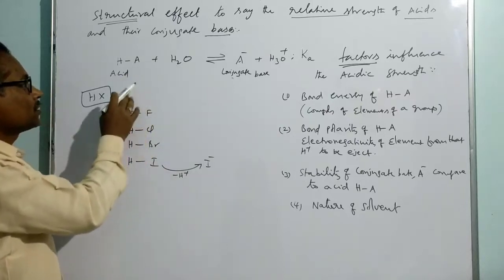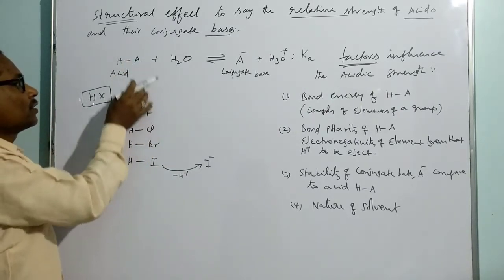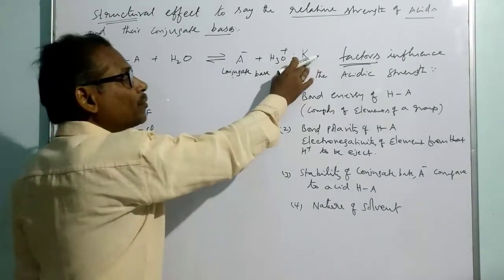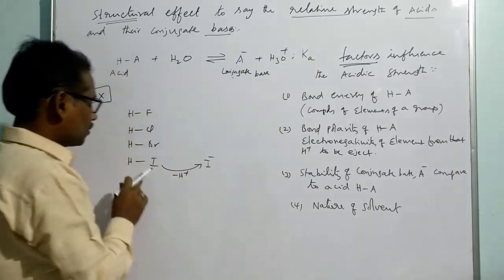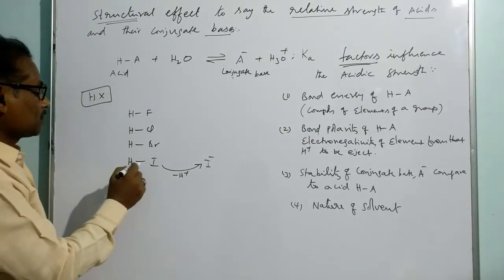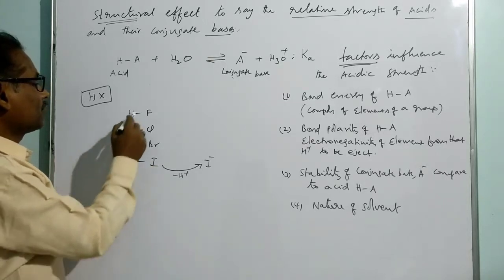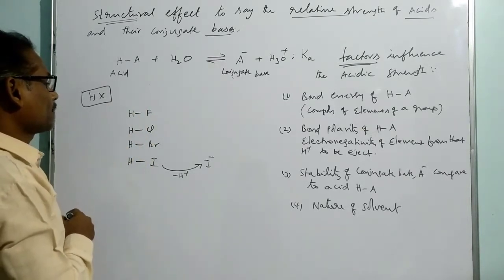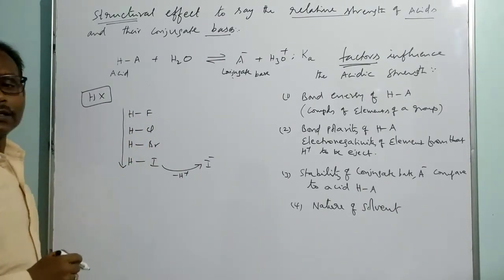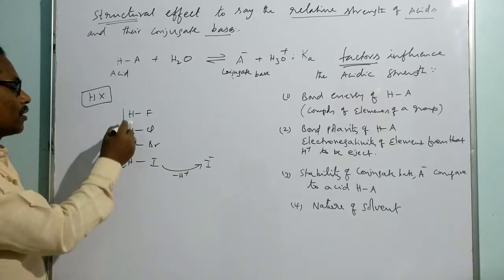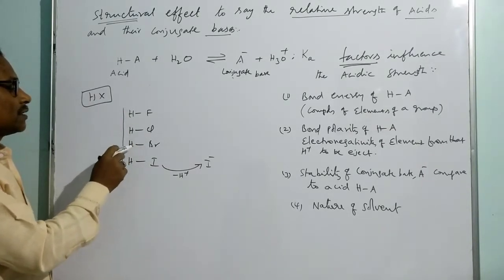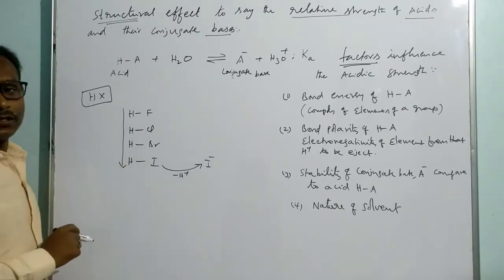In this reaction, if we take HI and HF, HI transfers the proton easily and the value of Ka will be highest. So based on the bond energy, we are reporting the result. HI is a stronger acid and HF is a weaker acid. The order of acidic strength is: HF is a weaker acid than HCl, which is weaker than HBr, which is weaker than HI.